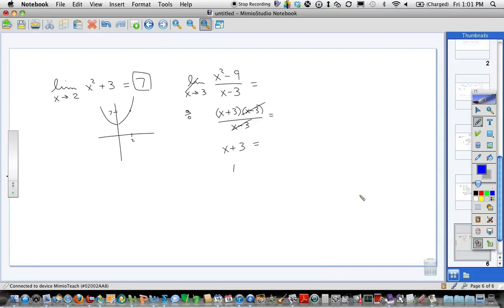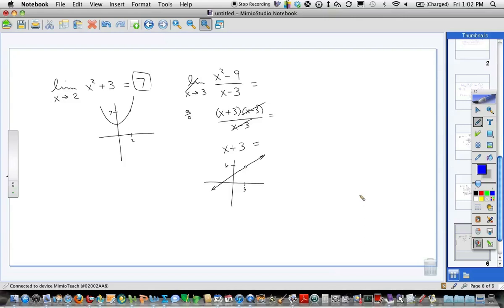So if you were to graph x plus 3, that's a line, right? Y-intercept of 3. This would also be a line with a y-intercept of 3, except for what? Right here, there's a hole. There's a hole at 3, right? What's the y value where the hole is? 3 plus 3 is 6.